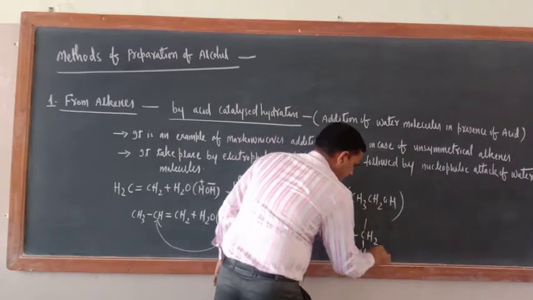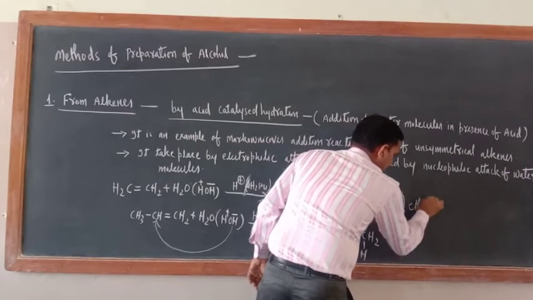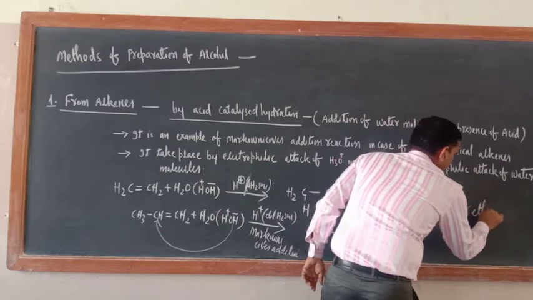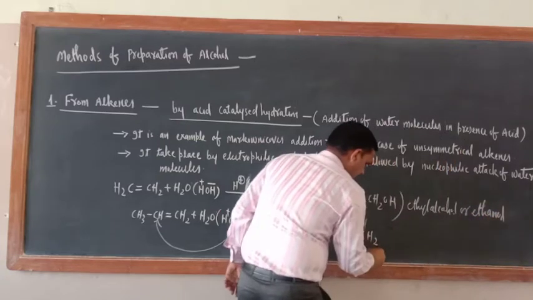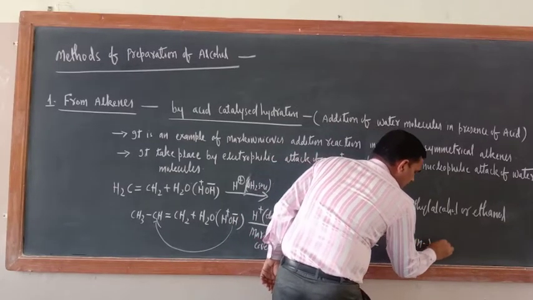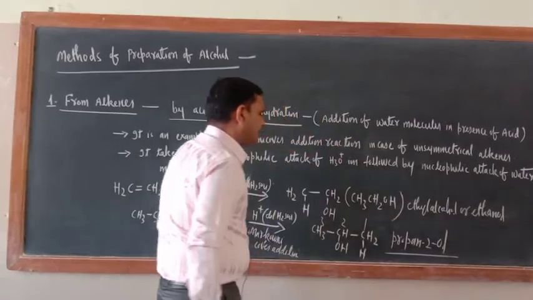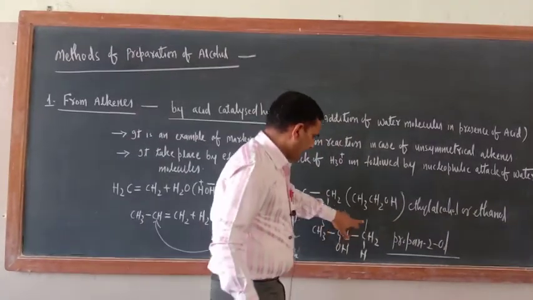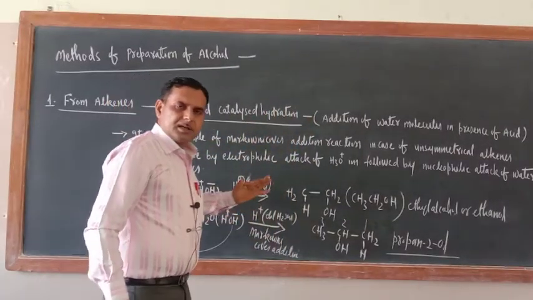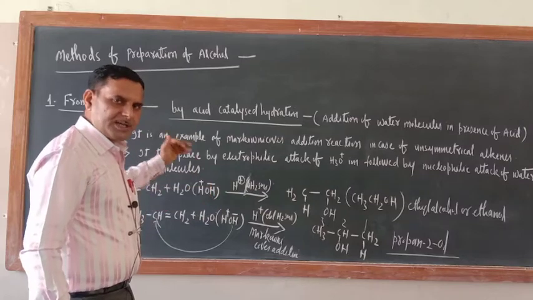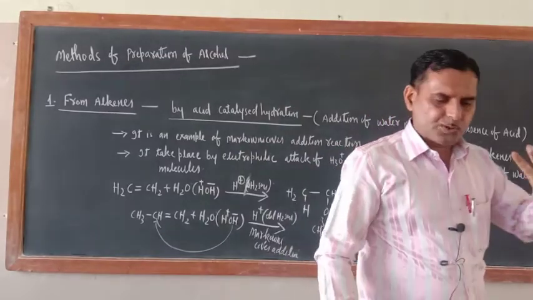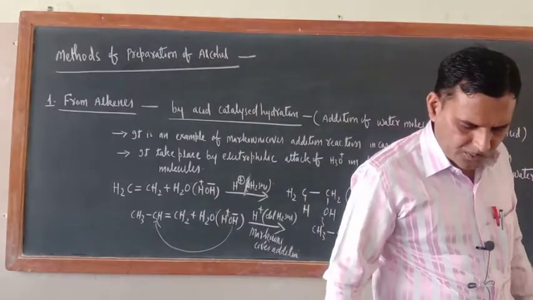What is the name of these? 1, 2, 3. The first one is ethyl alcohol or ethanol. The second one is propan-2-ol. It is always better to write the IUPAC name. Okay, no problem at all. So this is an example of Markovnikov addition. Now the basic question is the mechanism. When I teach you the mechanism, then you will understand so many aspects of this reaction.